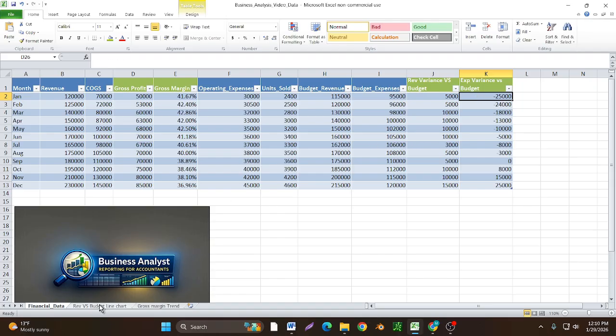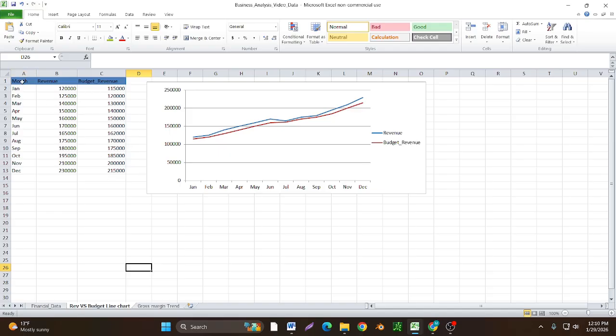So let's look at revenue against the budget revenue. We see that revenue is higher than the budget revenue, so that looks good. If the gap is widening upward, sales execution is strong. If the gap is shrinking, forecasts too aggressive or sales are slowing.